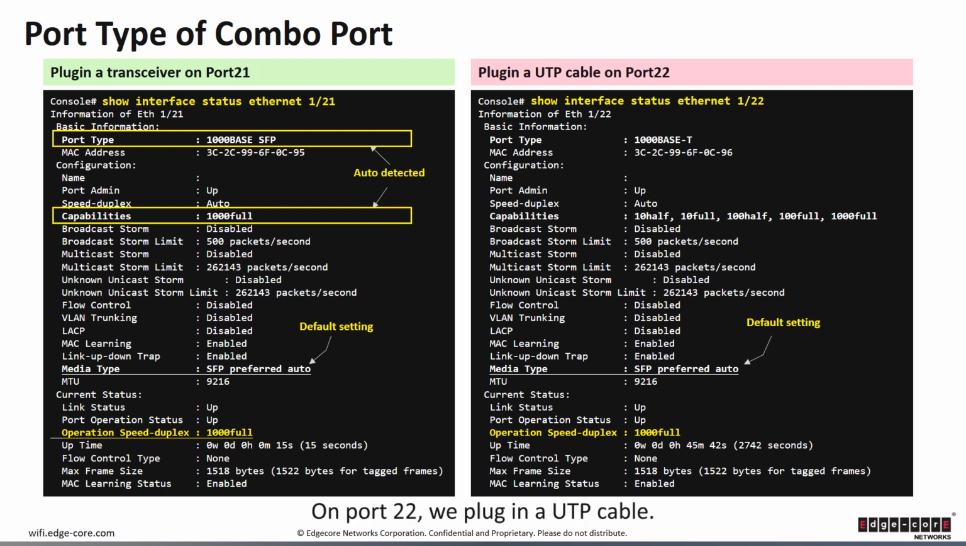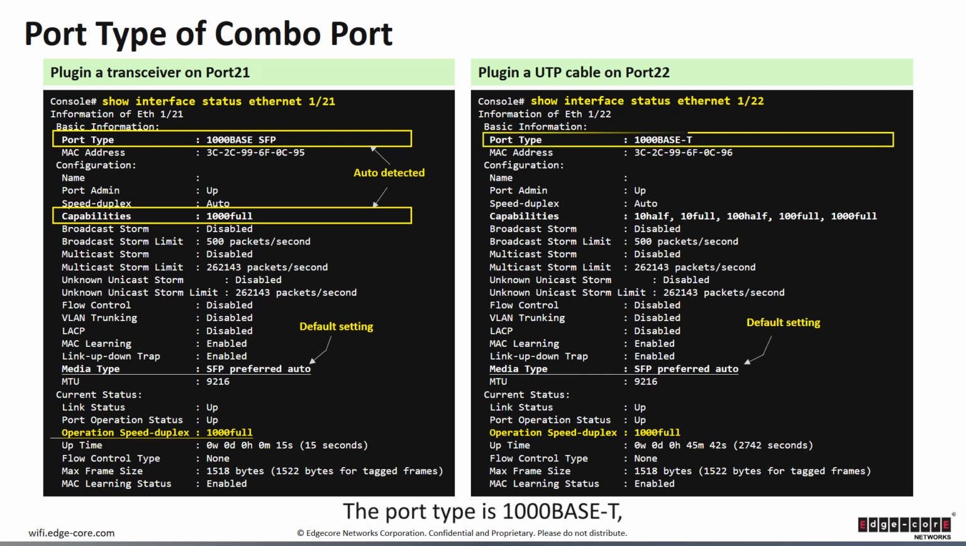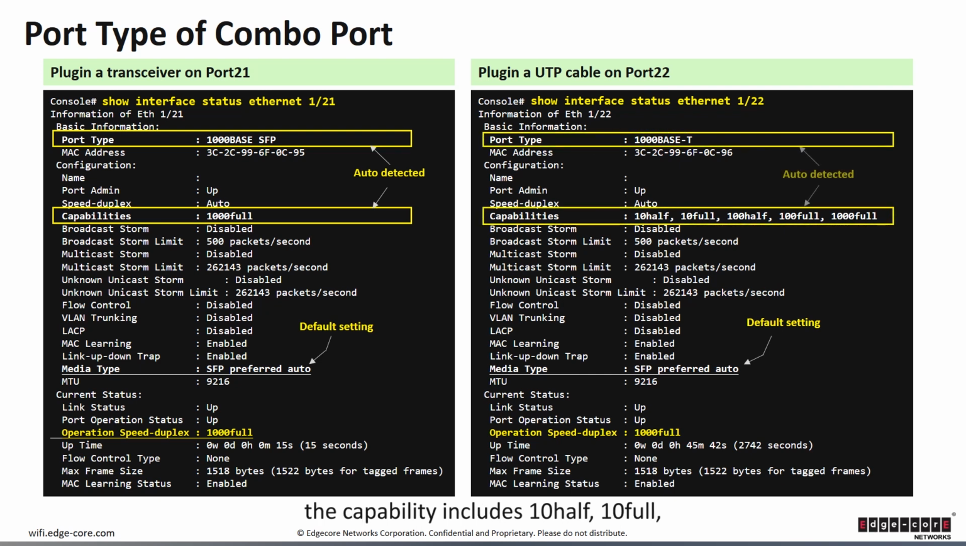On port 22, we plug in a UTP cable. The port type is 1000Base-T. The capability includes 10 half, 10 full, 100 half, 100 full, and 1000 full. The operation speed and duplex are 1000 full.